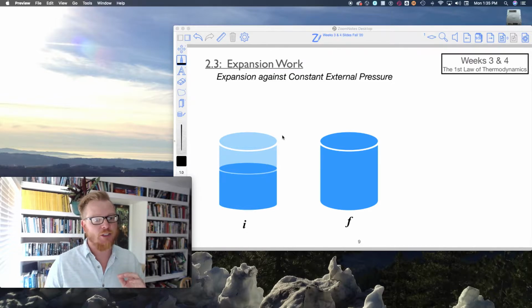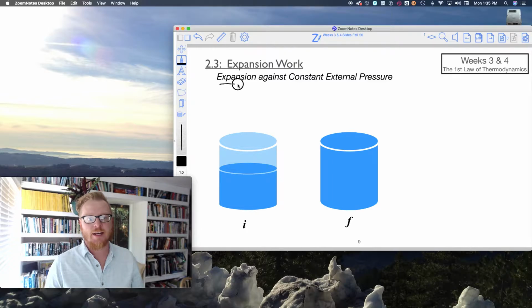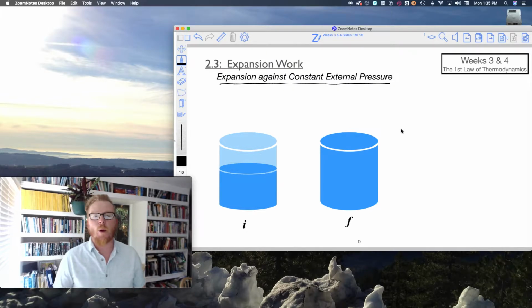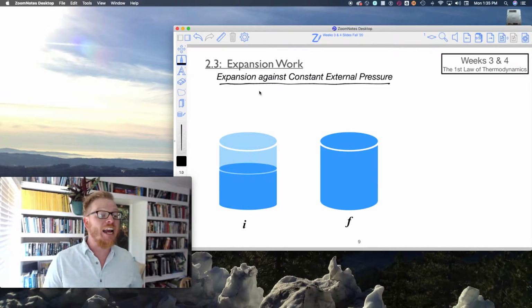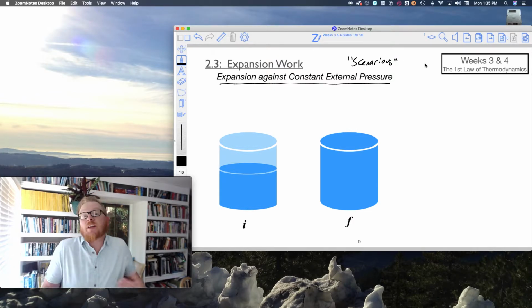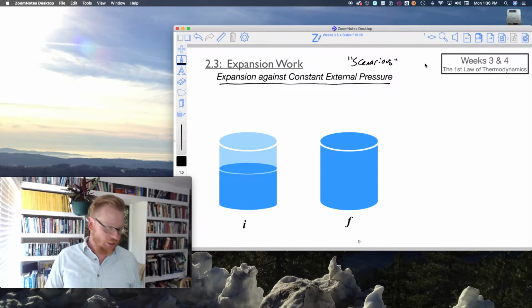You might have to make flashcards, but there's going to be a lot of these simple little equations, and I do want you to know them. And mostly what I want you to know about these equations is, if I say expansion against constant external pressure, come up with the equation, okay? So we're going to have a lot of these scenarios that all end up with a different equation because the scenario gives us a different physical relationship.